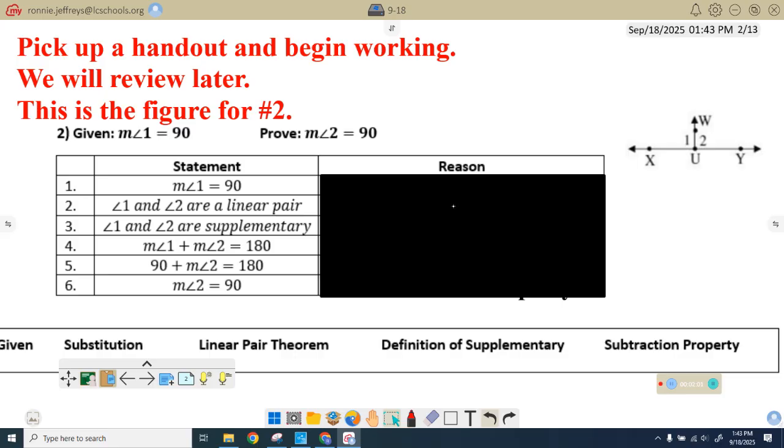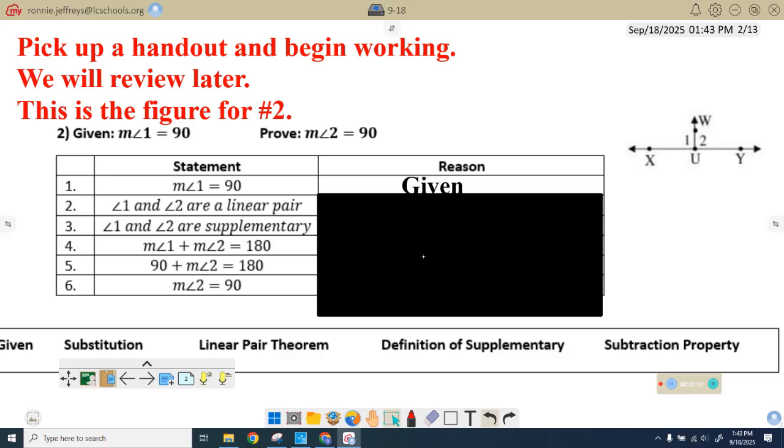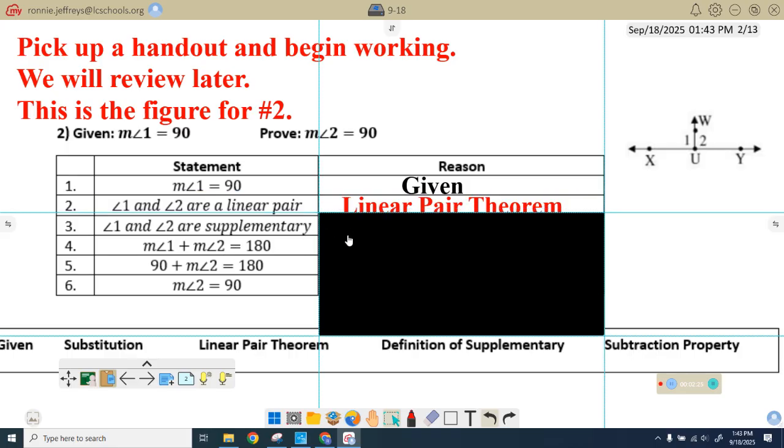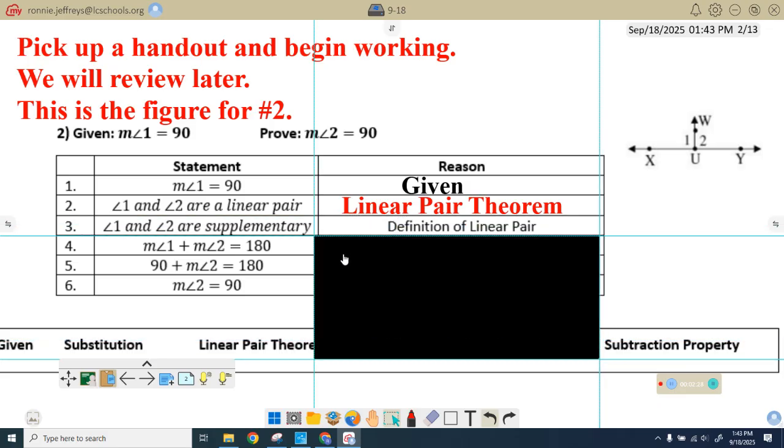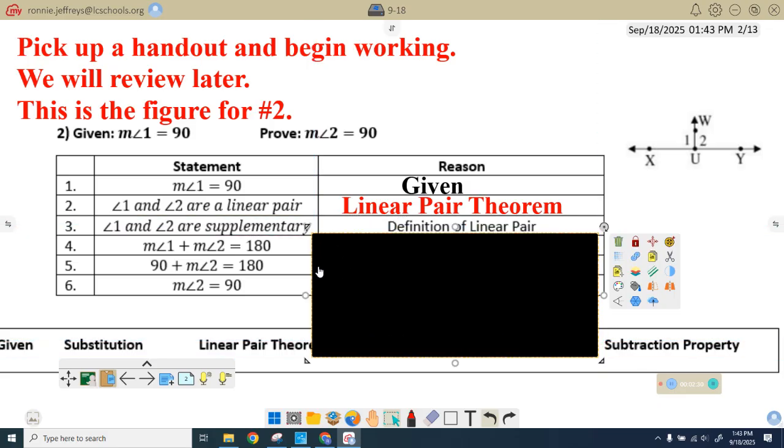So, alright, remember this should be given. It says angle 1, angle 2 are a linear pair. I bet it's subtraction property. Yeah, if you actually read the statement, it almost tells you what it should be. It's kind of obvious. So linear pair theorem. The reason why I went ahead and typed this in is because I didn't want y'all to get these two confused.